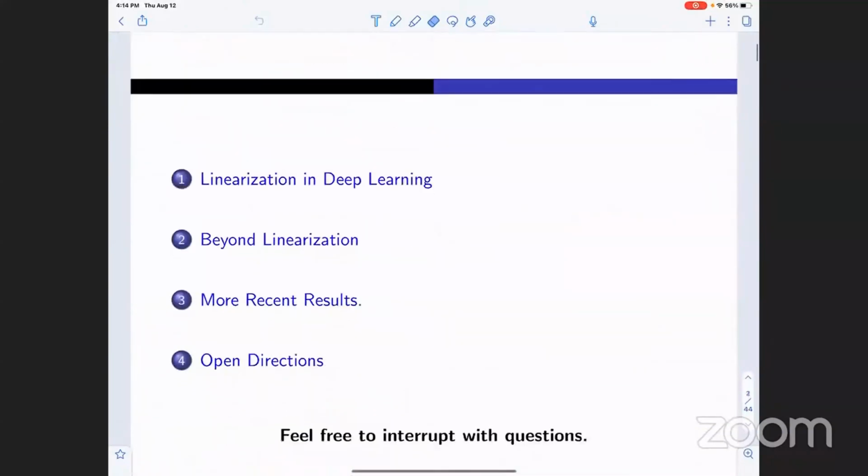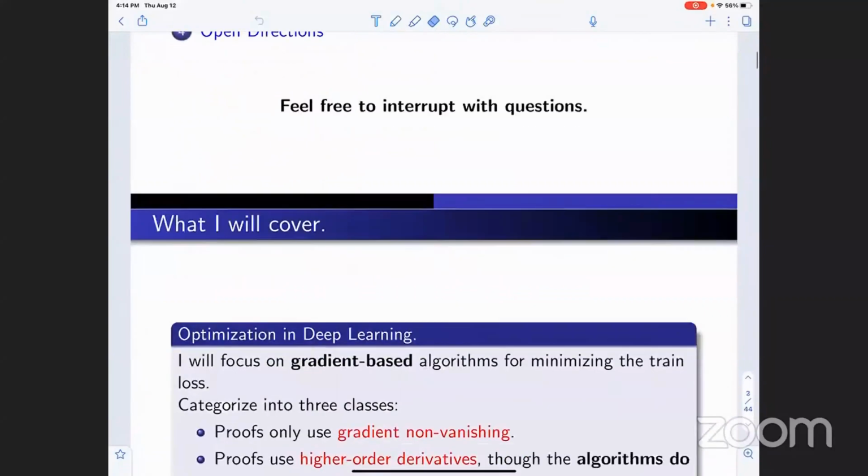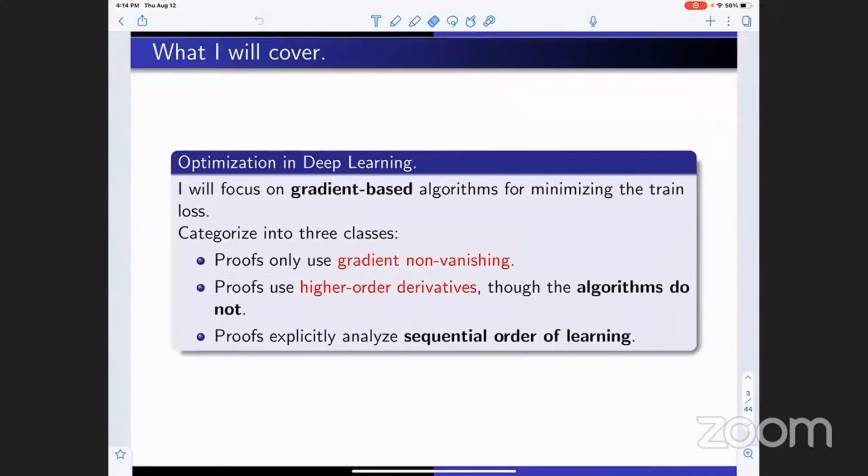Okay, so I wanted to talk about a few topics. The first one is what is linearization in deep learning, how to go beyond this, more recent results in going beyond linearization, and the open problems left. I'll focus on what optimization-based algorithms, or mostly what gradient-based algorithms, can prove for minimizing the train loss.